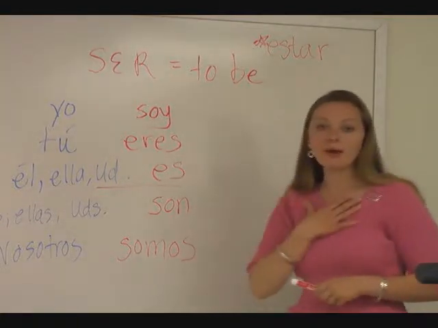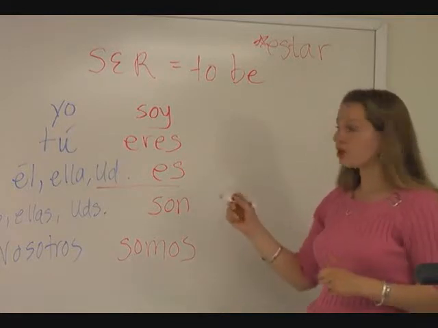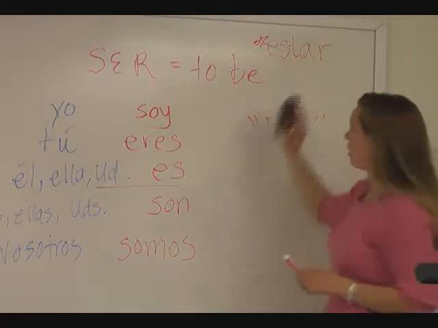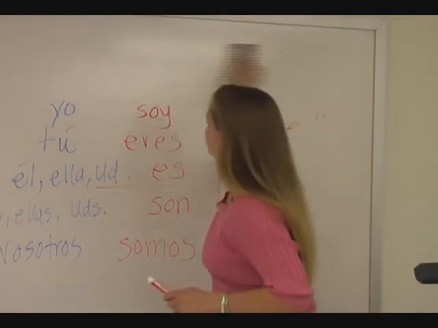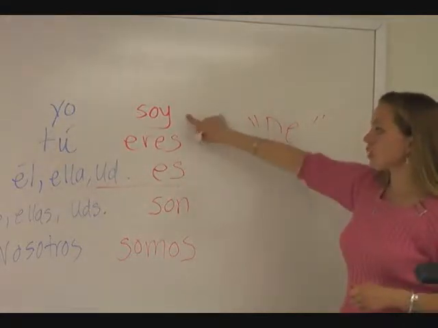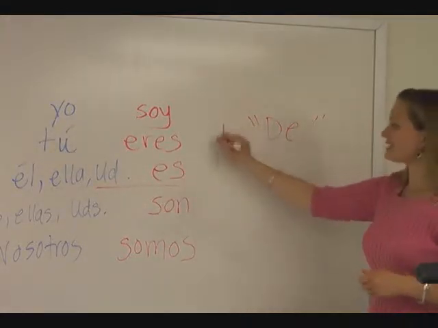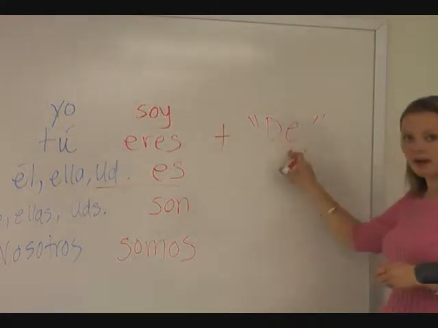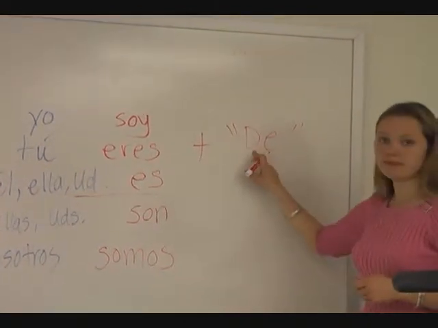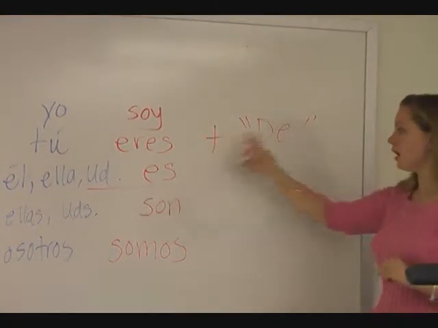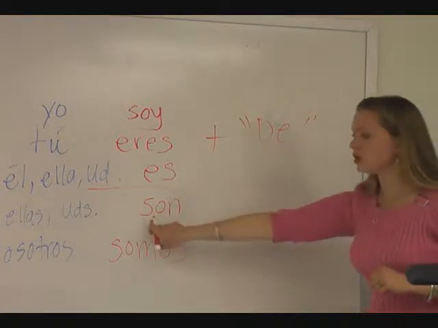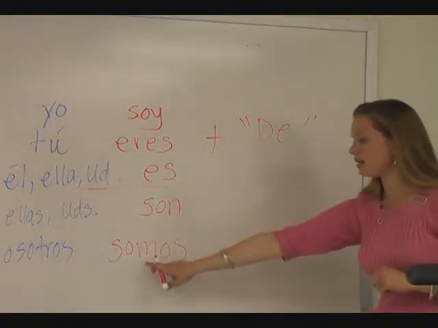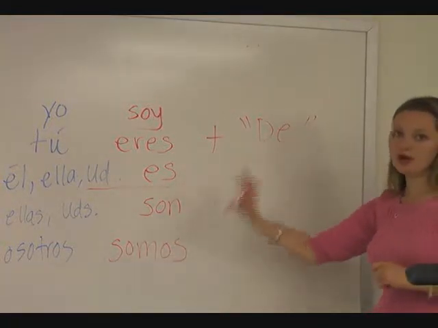Ser is used to describe our place of origin with the word de, which means of or from. You've probably seen that in other contexts. So if you use one of these forms of ser más la preposición de, then it means I am from, you are from, he, she, or usted are from, he, she is from, ellos, ellas, ustedes are from, you all are from, and nosotros somos de, we are from.